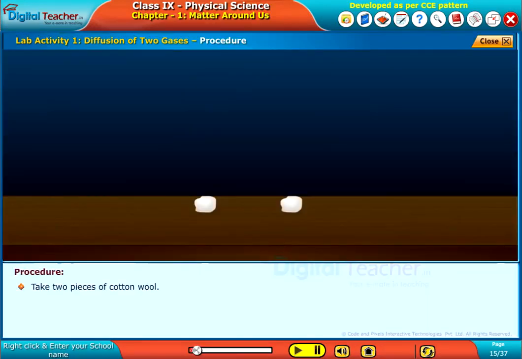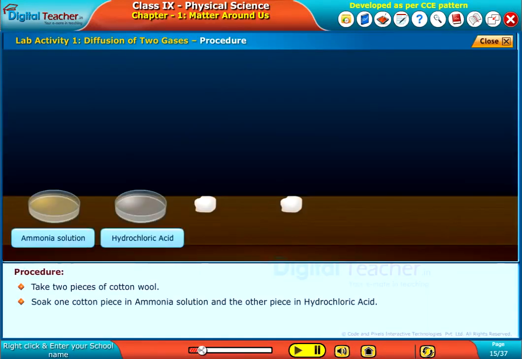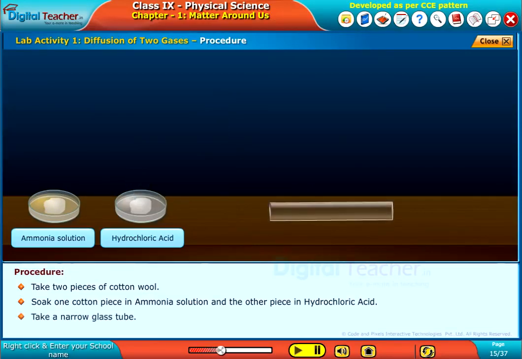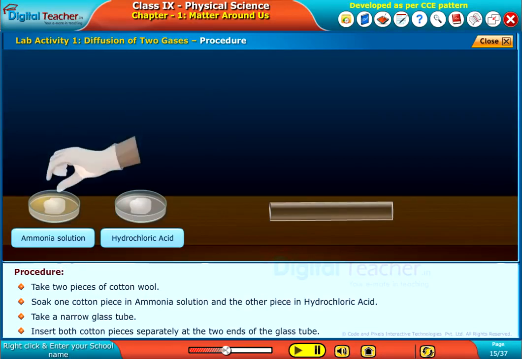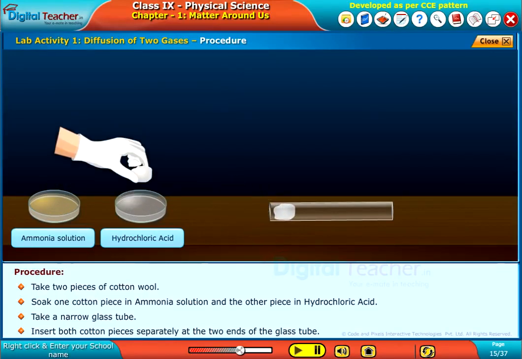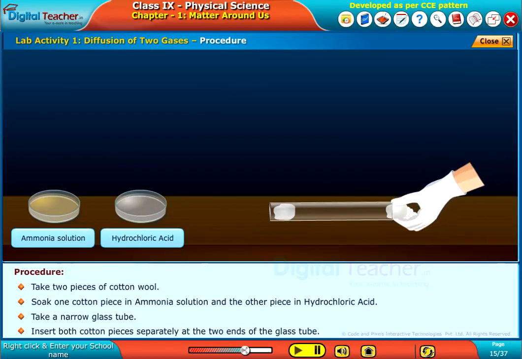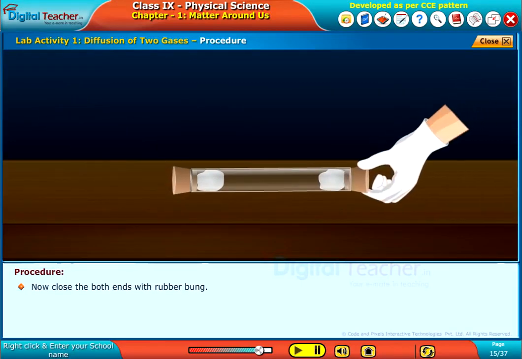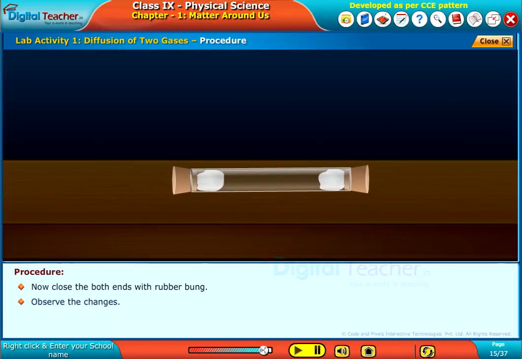Take 2 pieces of cotton wool. Soak one cotton piece in ammonia solution and the other piece in hydrochloric acid. Take a narrow glass tube. Insert both cotton pieces separately at the two ends of the glass tube. Now close both ends with rubber bungs. Observe the changes.